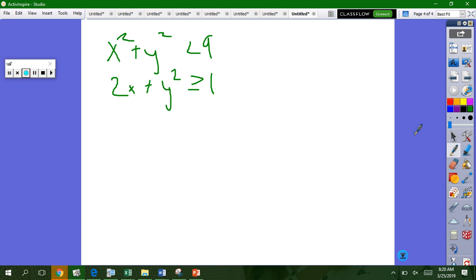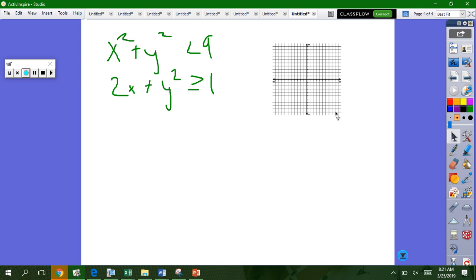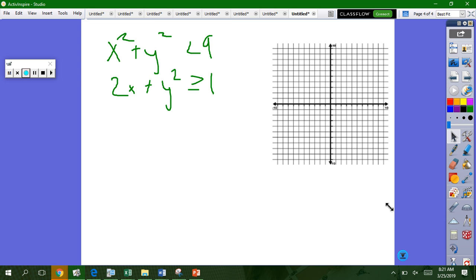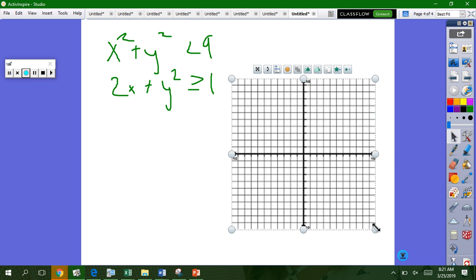Okay, what's the top equation? What kind of equation is that? It is a circle again. All right, where's our center? 0, 0 with the radius of 3.